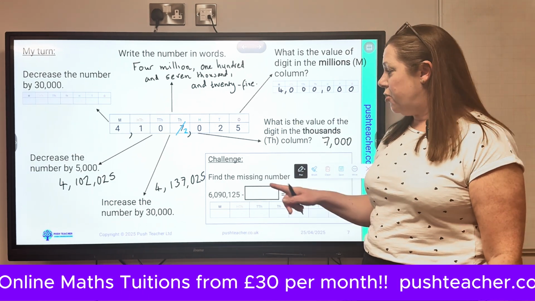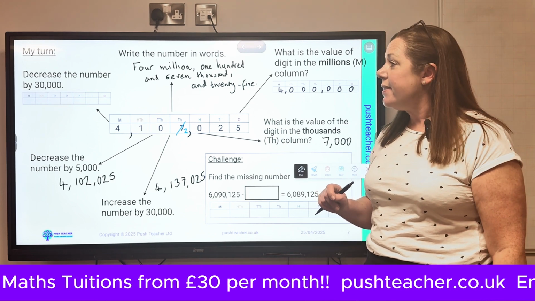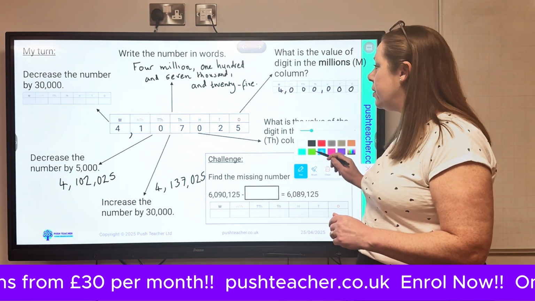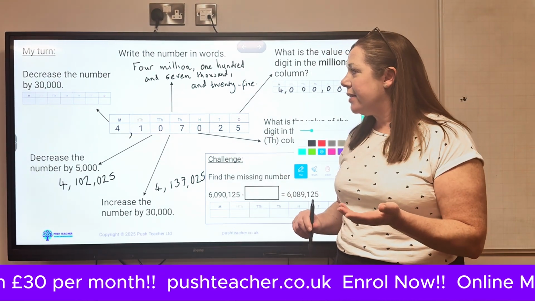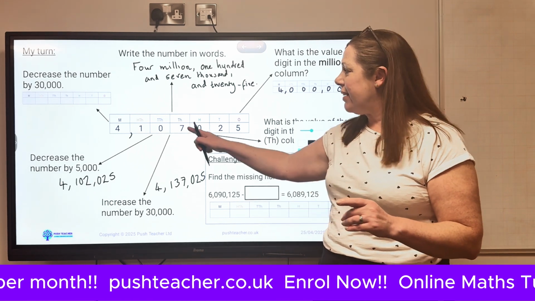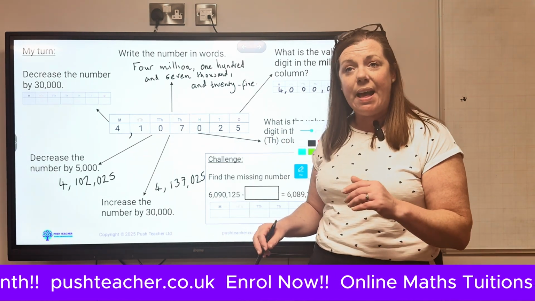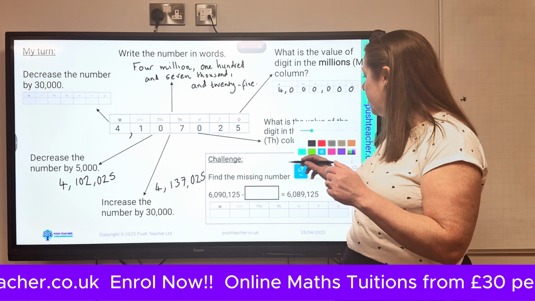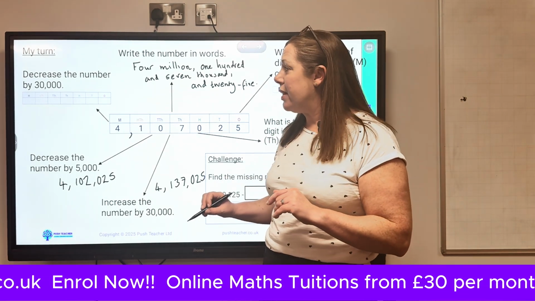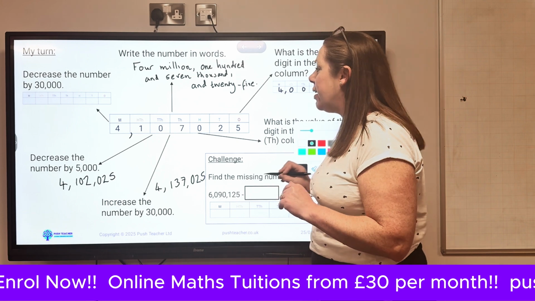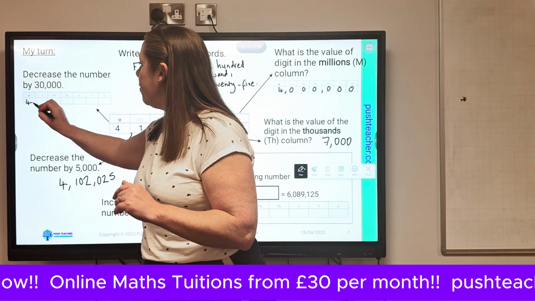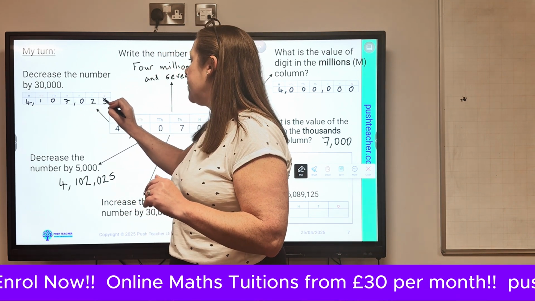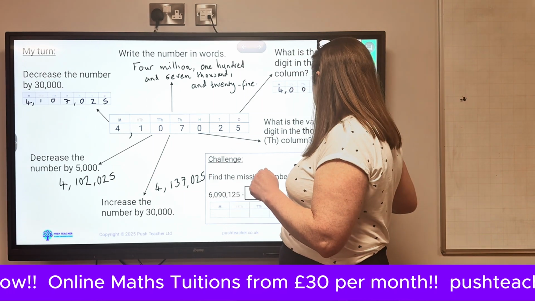The last one that we're going to do before we have a look at the challenge is to decrease the number by 30,000. So let's have a look. If I'm decreasing by 30,000, I don't have any number in the 10,000 column to decrease by, so I need to take it down by 3 lots of 10,000. So to enable me to do that, I think I'm going to write this over here so we've got enough room. Just pop this number in here, 4,107,025.